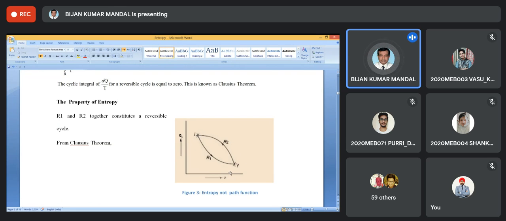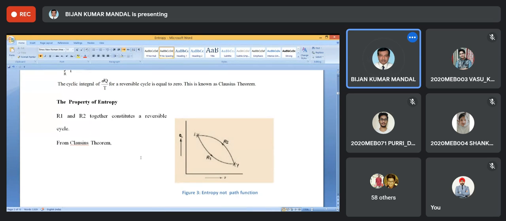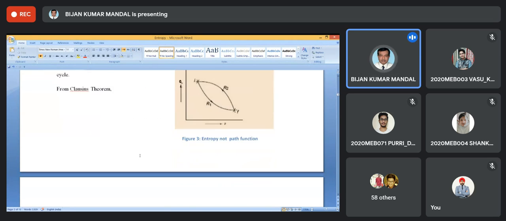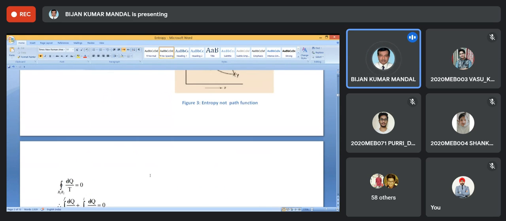Let us consider that there are only two processes. We are going from I to F by process R1, following the path R1, and then coming back from F to I by another process following the path R2. These two will make a cycle. Then we can write that the cyclic integral of dQ by T for this will be equal to 0. This is a reversible cycle, according to Clausius theorem.